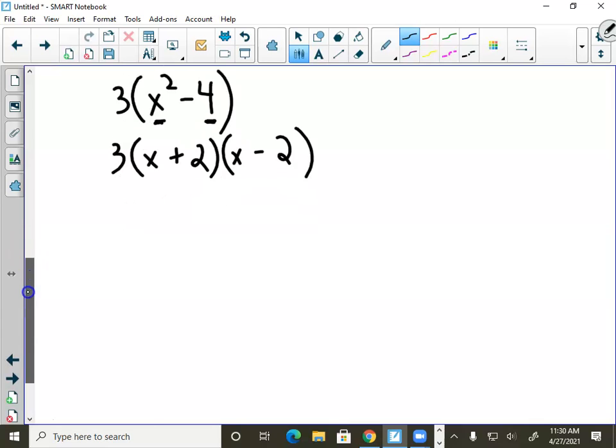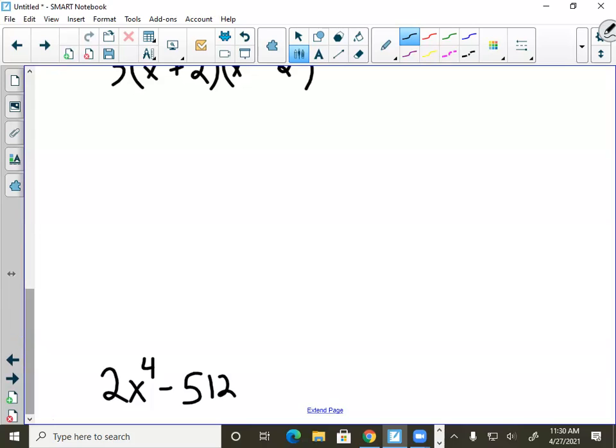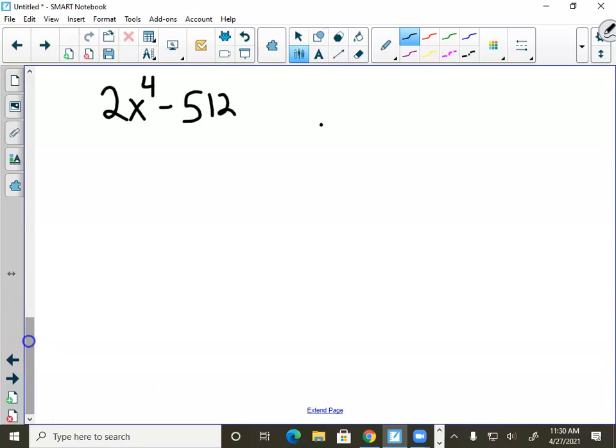All right, let's look at another example. This one is a little bit more involved looking. Not that it's harder, just a little bit more. So the first thing that we notice is we have a GCF. So let's factor out the 2. So we take out a 2. Now we have x to the 4th minus 256. Well, this is the difference between squares.